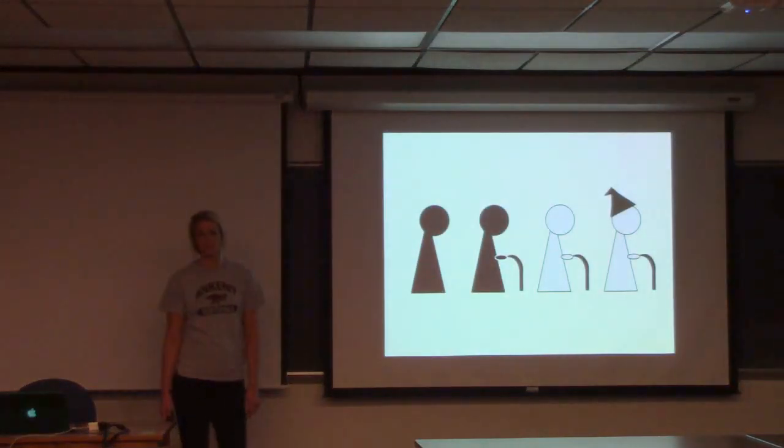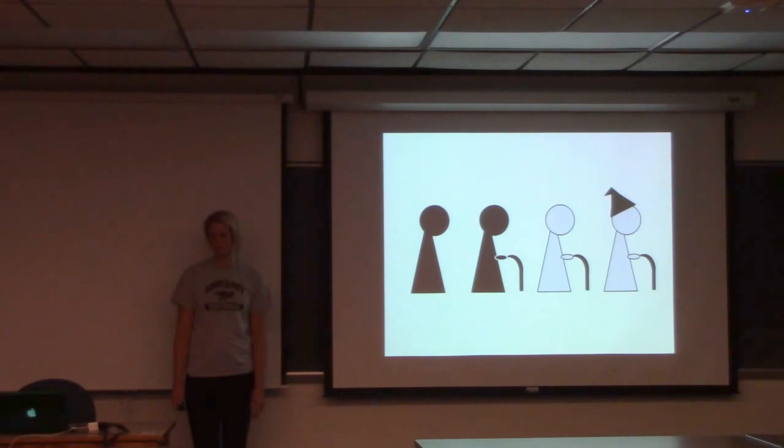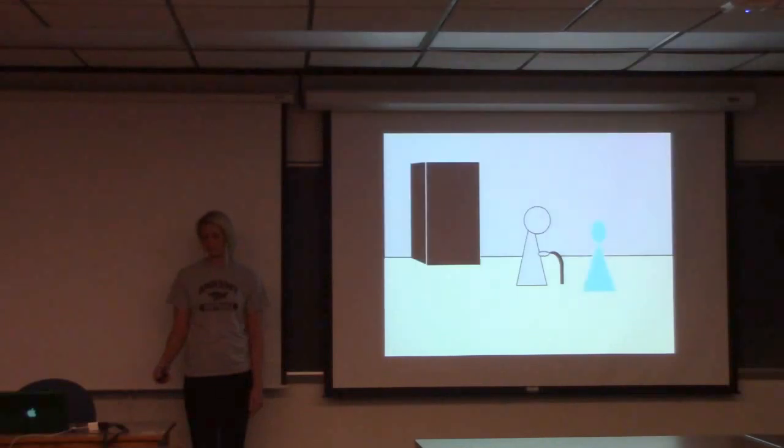Next I created the witch. I couldn't decide what I liked for her because she's an old woman. So I made her slouched over, and then I added a cane to show that she's really old, and then I changed her to gray and added a hat. And then this is my third scene.